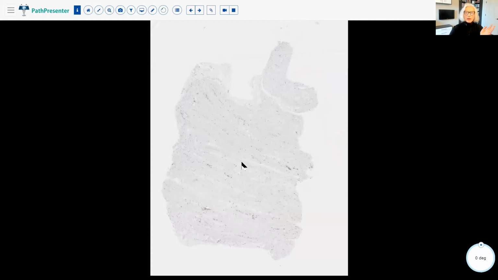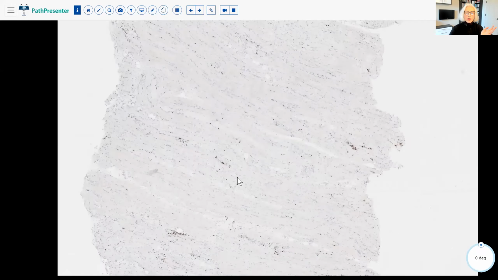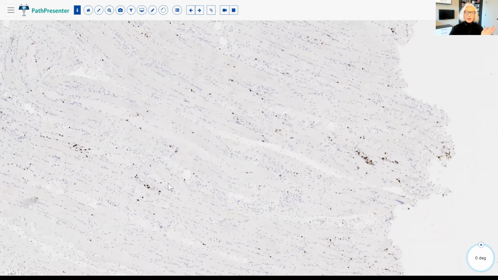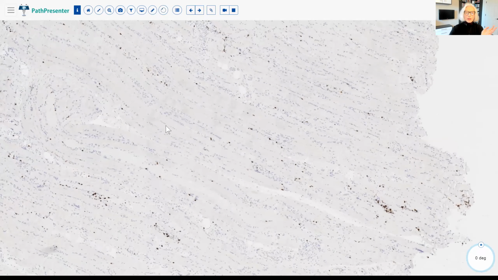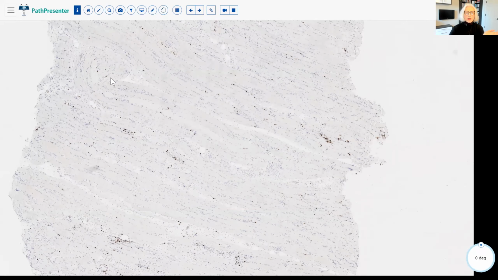Here is actually the CD8 stain, and so you can see here that even though we didn't appreciate a lot of lymphocytic infiltrate on H&E, there are scattered inflammatory cells present, and these tend to be CD8 positive T cells, as you can see here. But not as many as you might see in other inflammatory myopathies.